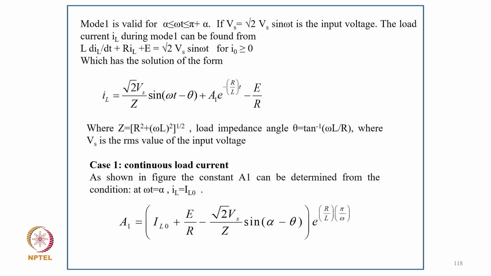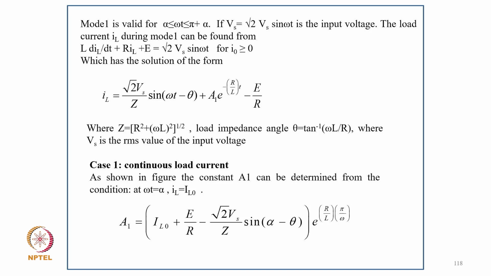upon Z sin (omega t minus theta) plus A1 e to power minus R upon L into t minus E upon R, where Z equal to (R square plus omega L square) to power half, and load impedance angle theta equal to tan inverse omega L upon R, where Vs is the RMS value of the input voltage, and case 1 is a continuous load current as shown in the figure. A1 can be determined from the condition omega t equal to alpha, IL equal to IL0.